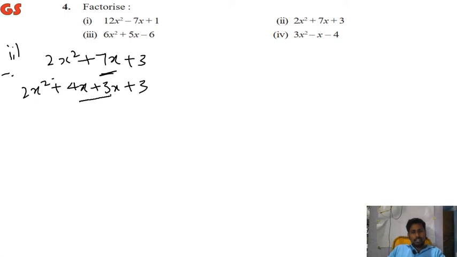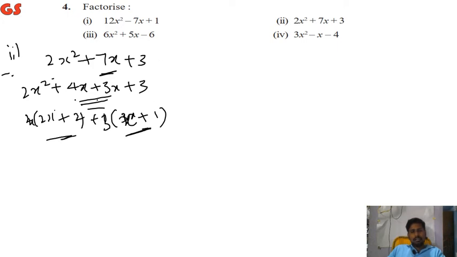If you are not able to factorize this term, then you have to take another number to test. Here if we take 2x common we get 2x plus 2, and taking 3 common we get x plus 1. So here the two terms are different, so you can't take 4x plus 3x. You have to take another number to factorize both terms.